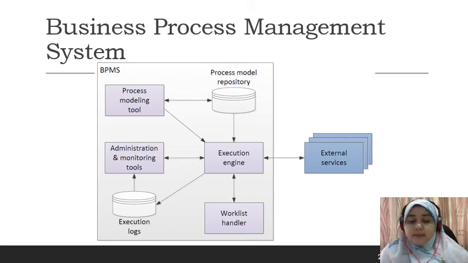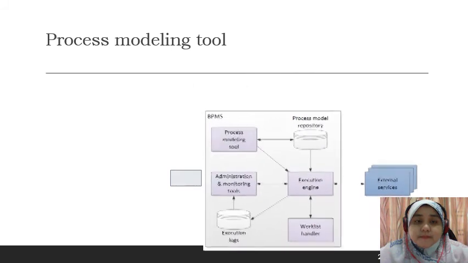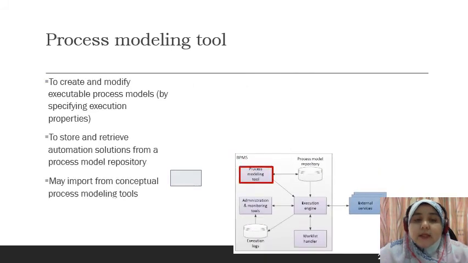Bahagian ini pula, ini adalah bahagian akhir chapter 7 ni. Kita ada panggil sebagai business process BPMS architecture. Apa architecture dia? So dekat sini, kita ada process modeling tools, kita ada repository, kita ada execution engine, kita ada work list handler, kita ada execution logs, and administration and monitoring tools. So kita nak tengok setiap satu komponen dalam architecture ni.